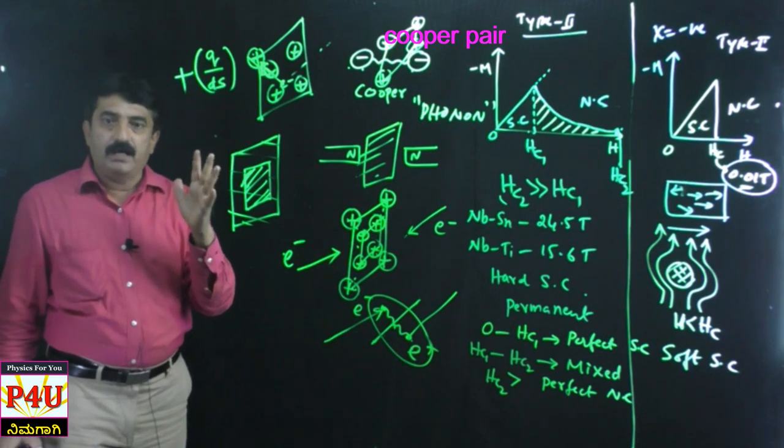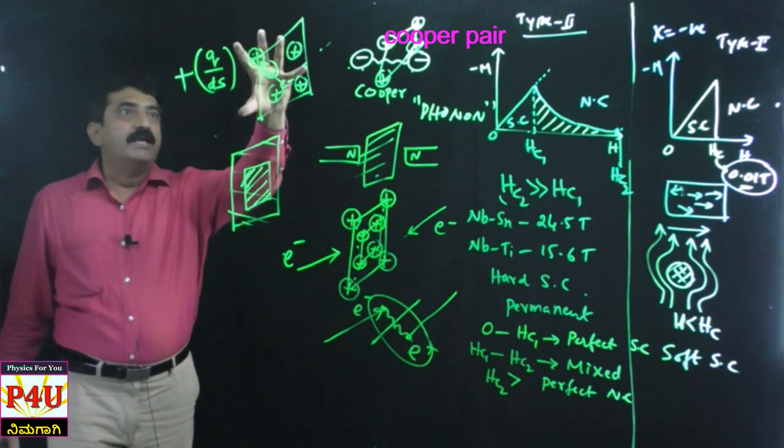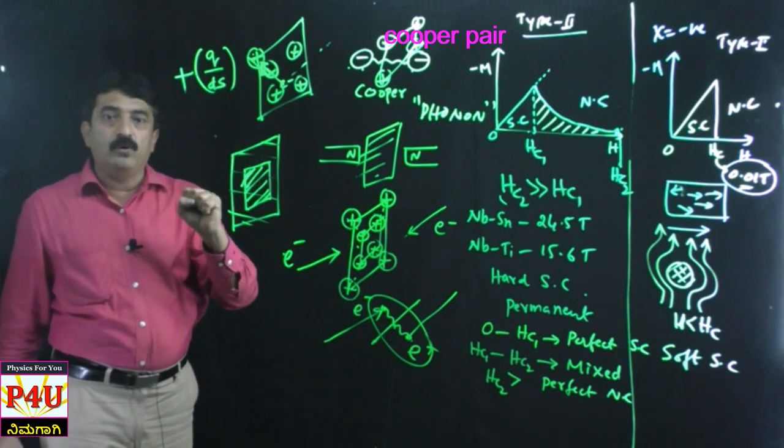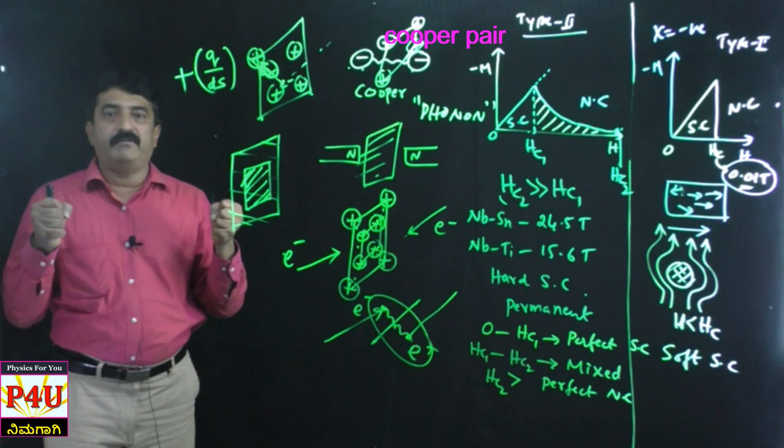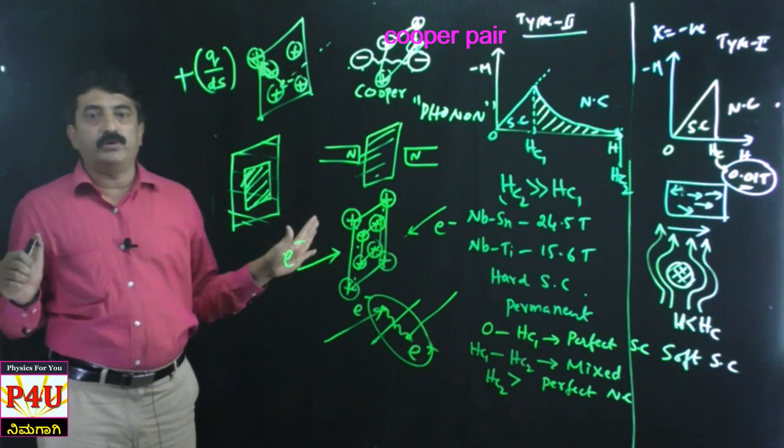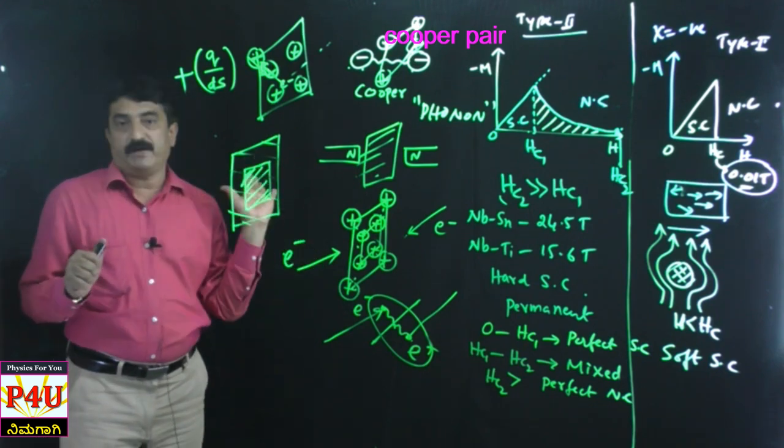The lattice is very rigid. For us, the lattice must be flexible. The atoms must be close to each other. In copper and iron, the lattice points are very rigid. Even if an electron comes, they do not come close. So therefore they never become superconductors.